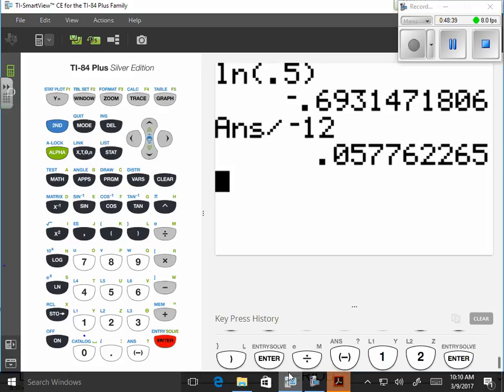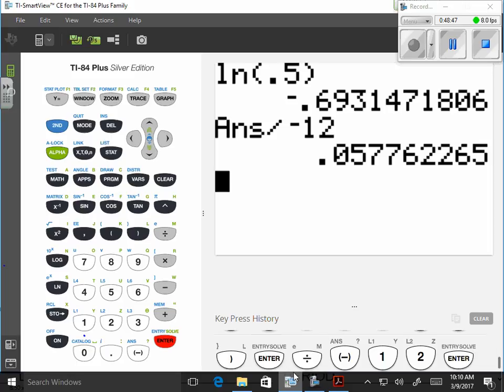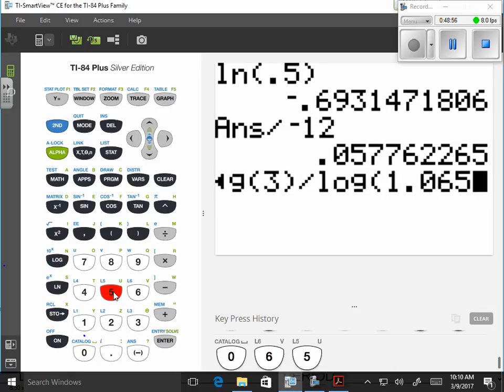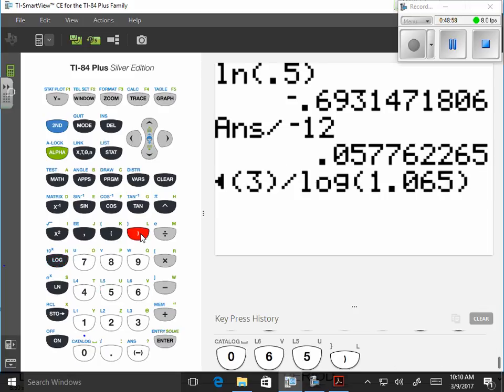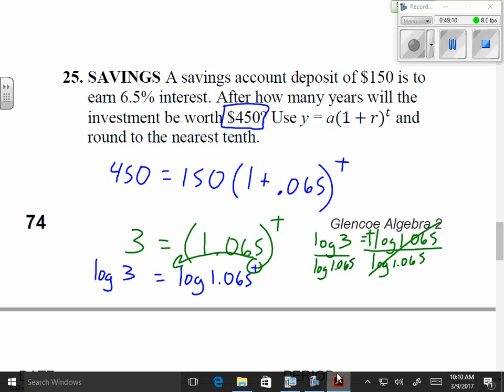So again, log of 3 divided by log of 1.065. Log of 3 divided by log 1.065. I get 17.445. I'm just going to call it 17.4. 17.4 what? That's t. 17.4 years. Let's leave in there 17.4 years for it to triple in value.